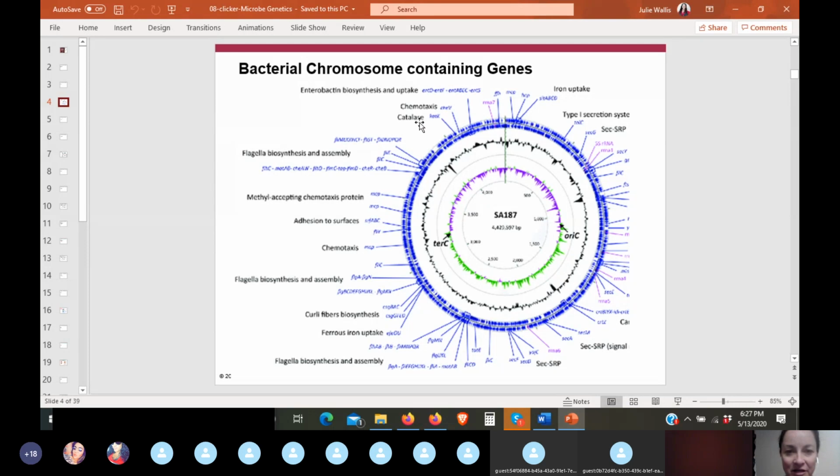So you can see this one here is the gene that codes for the protein catalase, which is an enzyme that allows it to break down certain things. There's a protein for iron uptake. There's a protein that allows it to sense chemotaxis, which is to move towards a gradient for a chemical. There's a gene that has been identified for flagella biosynthesis and assembly. I just wanted to put it in a format that you could understand and go, oh, okay, now I understand what a gene is.